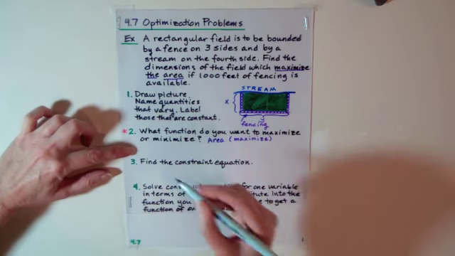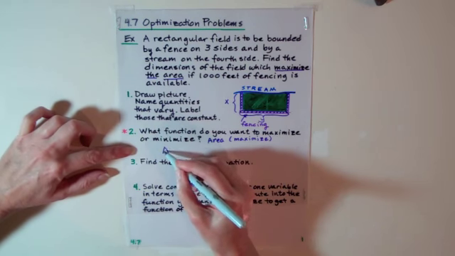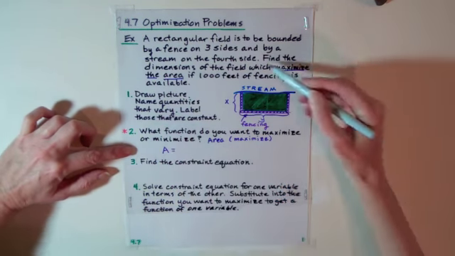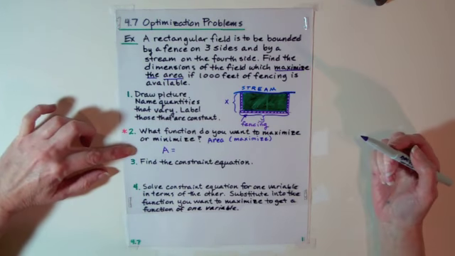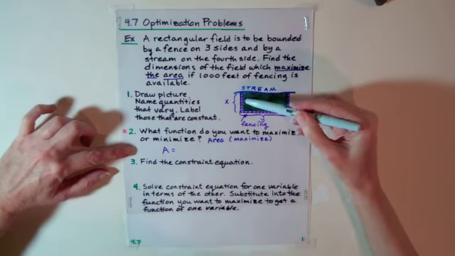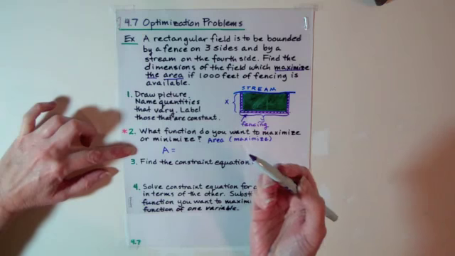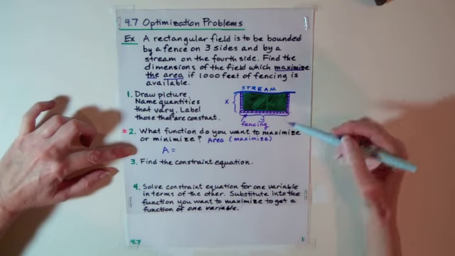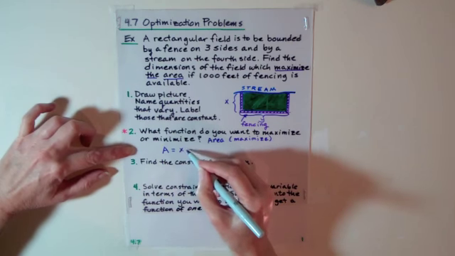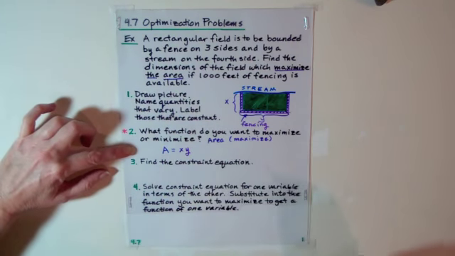Let's go ahead and see if we can write down what the area is in terms of the dimensions that we put into our picture in step 1. The area of this field, well, it's a rectangle that's x feet by y feet, and area of a rectangle is just the width times the length. So the area in terms of what I've labeled would be x times y. That's the function I want to find the maximum of.